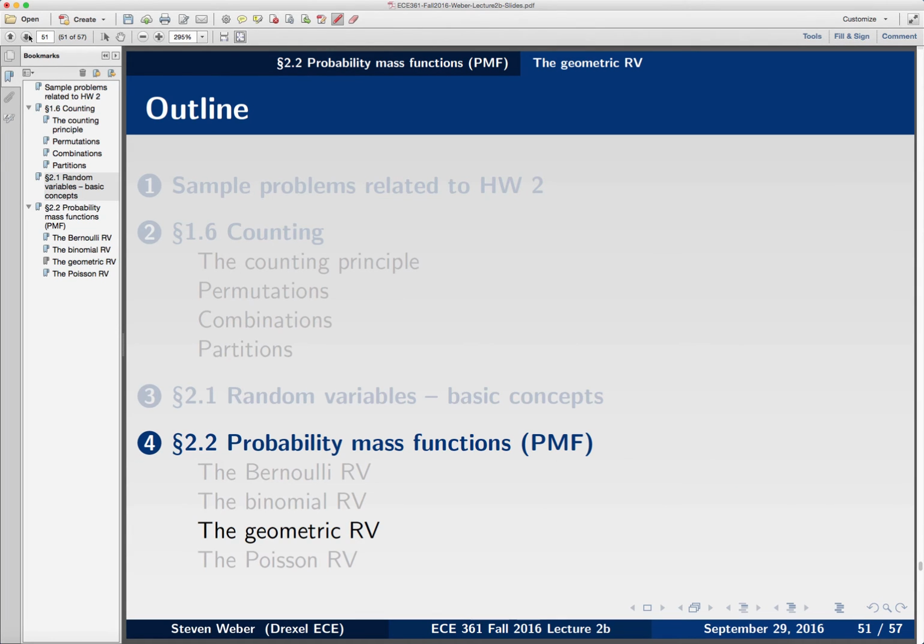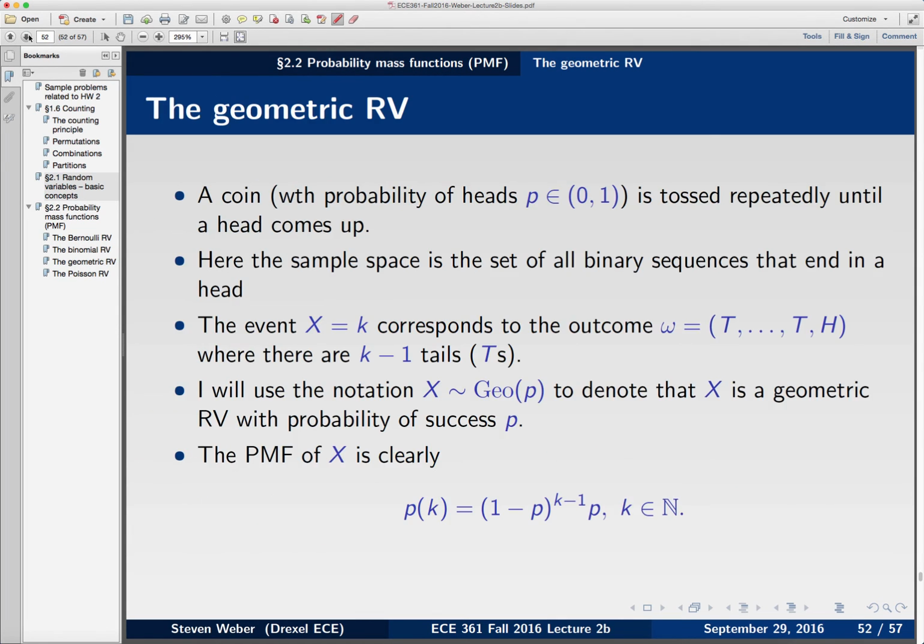Next, let's talk about the geometric random variable. We've actually met the geometric random variable before when we were talking about coin flips on the first homework. But let's reintroduce the concept now using the language of random variables. A coin with probability of heads p, given to us between 0 and 1, is tossed repeatedly until a head comes up. And we define the value of the random variable to be the number of coin tosses required.